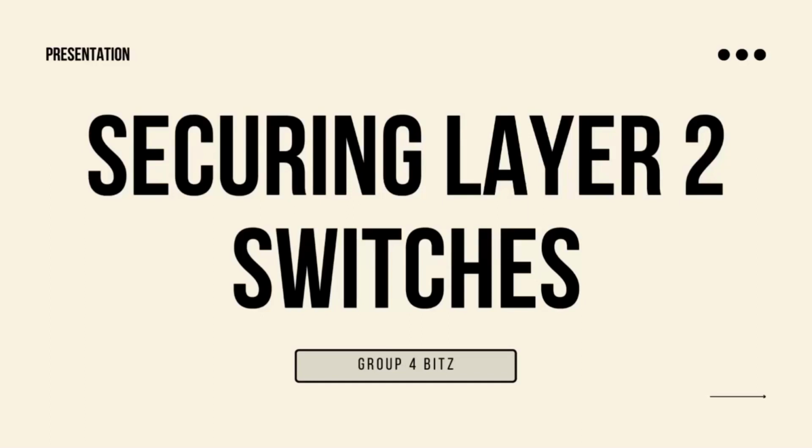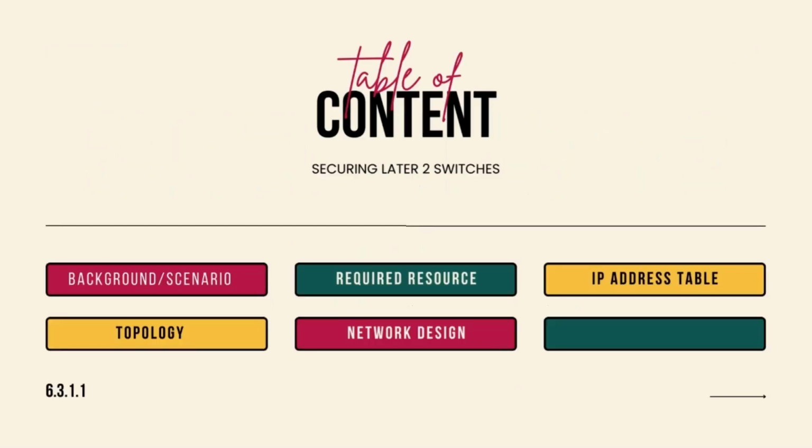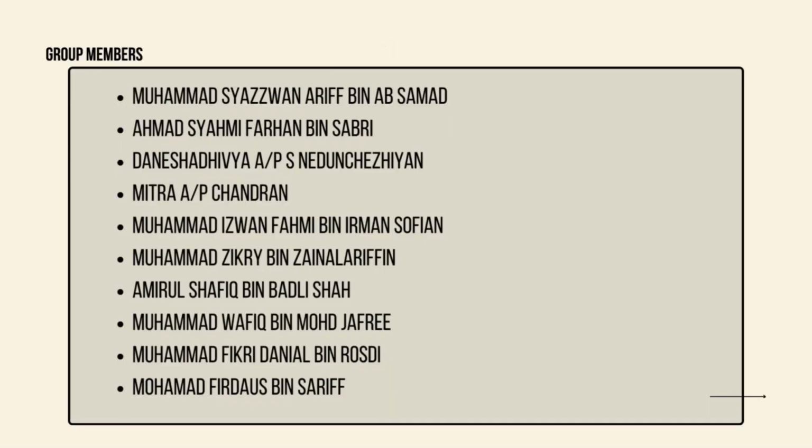Today I will present to you our project, which is securing layers with two switches, group for BITZ. Okay, so for our table of contents, we will be talking about the background or scenario of the project, the required resources, the IP address table based on the topology, the topology itself, and the network design. Okay, next, this is our group members.